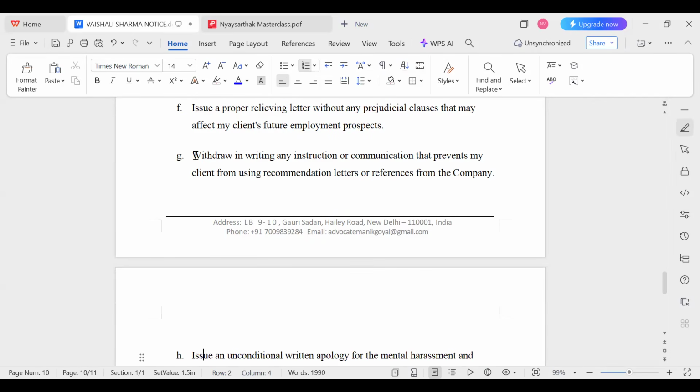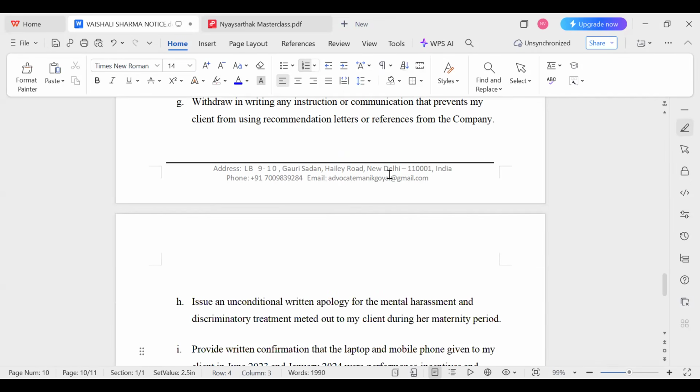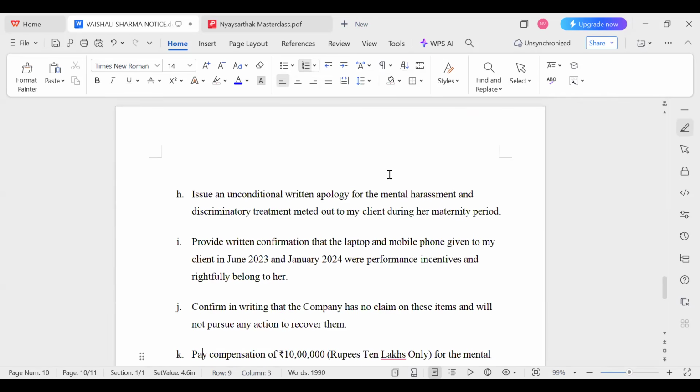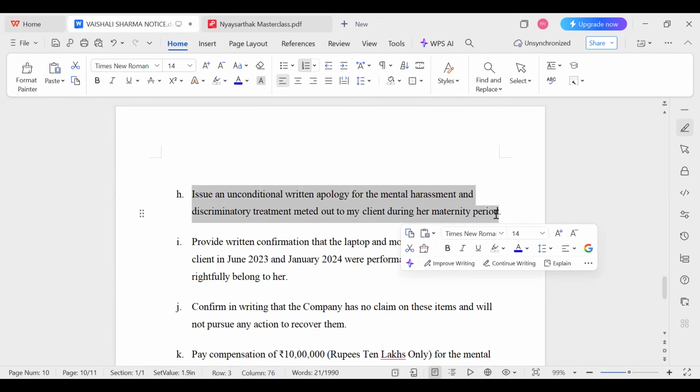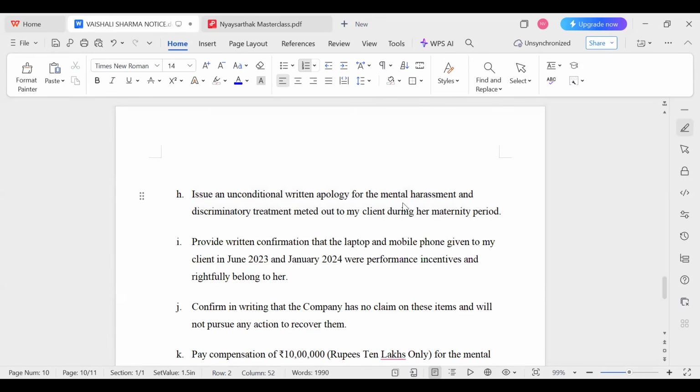Yeah. So then we have written it down: withdraw in writing any instruction or communication that prevents my client from using the recommendation letter. And then we have asked for an apology for the treatment our client has faced. These are the usual things. Generally, these things are skipped by the employer also. So this is just to write for the sake of writing, for the sake of the client. We are writing this, that issue an unconditional apology or something like that. So this is the thing.